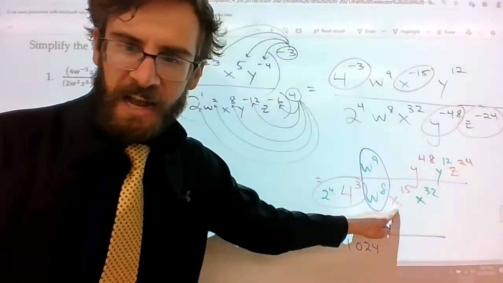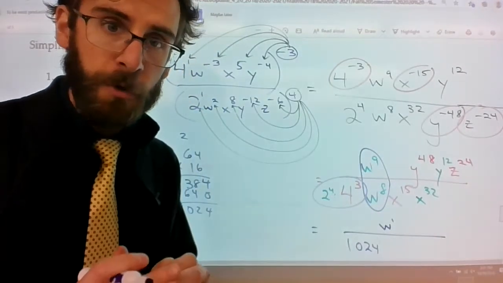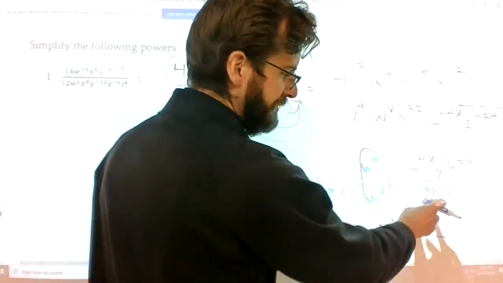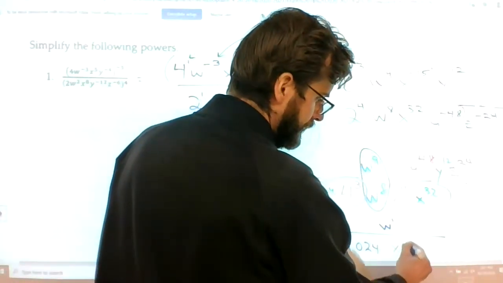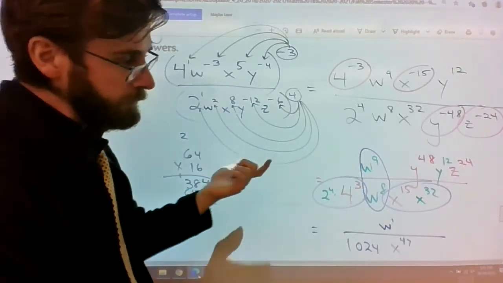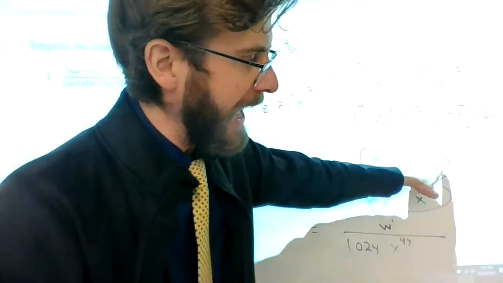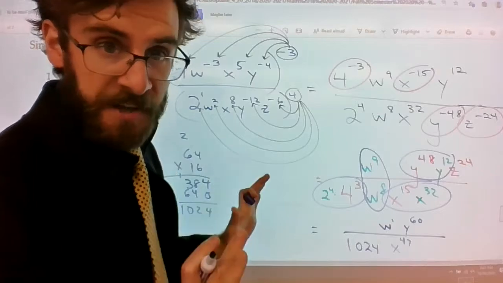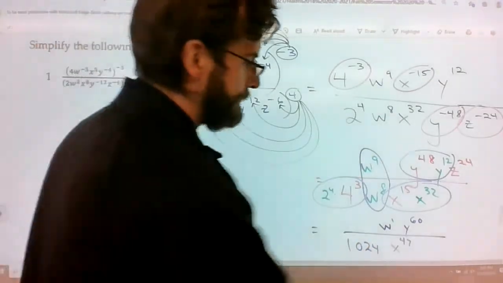The x's are side by side in the denominator. That means we multiply them, which is the same as adding the exponents. So it's x to the 15 plus 32. Should be x to the 47 power. And then the same goes for the y's. Side by side means you add the exponents. So it's going to be 48 plus 12, 60. And then the z's, they're positive up top, so leave them up top.